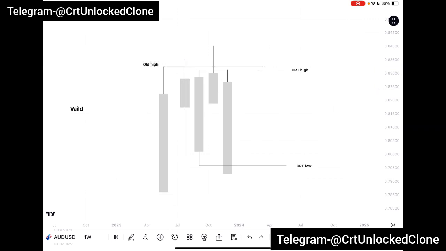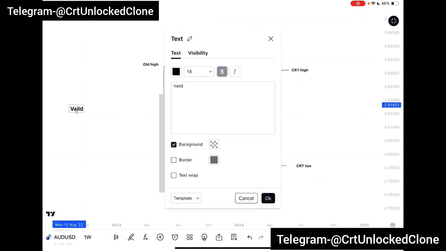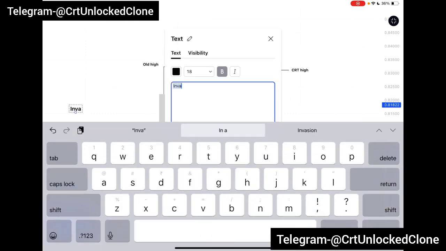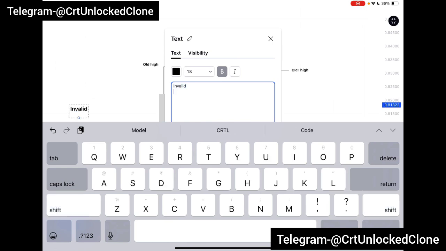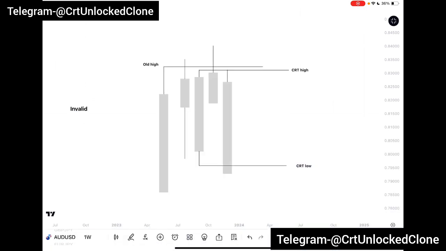So this scenery is an invalid scenery. Don't trade on this scenery. Invalid. Just listen. The first candle which purged the old high is not even a CRT candle or a manipulation candle. It's just a random candle. Only after the CRT candle has formed, and next the manipulation candle has purged the CRT high with our key level, old high, is it valid. So this scenery is invalid and don't trade it.